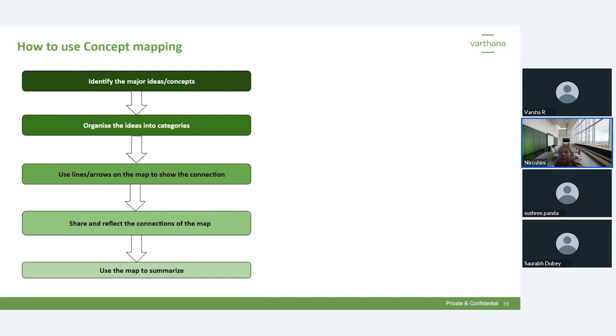Using this strategy, it's very easy for the children. Like I said, they need not go back to hard memorizing techniques. They can just summarize these ideas, and they will be visually presenting it in their mind also, that this is what the concept looks like.